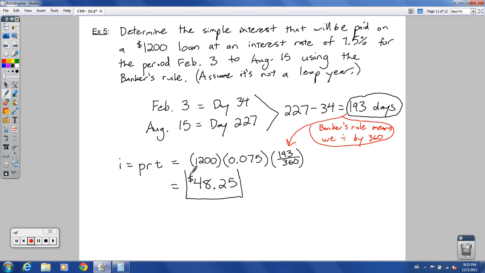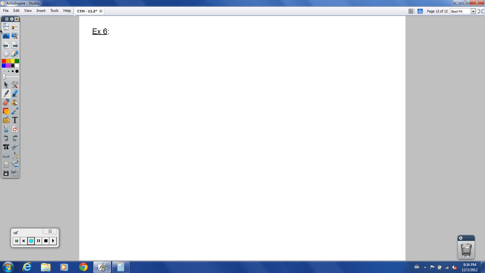So you're paying this much interest, plus you have to pay that loan back. Don't forget about that. You didn't just make out with $1,200. You didn't just get that scot-free. You've got to pay that back. So you're actually going to be paying back $1,248.25 total for that loan. And then now a final example.